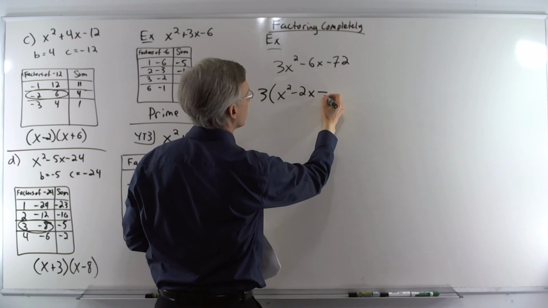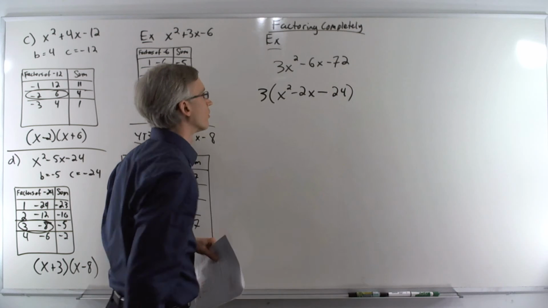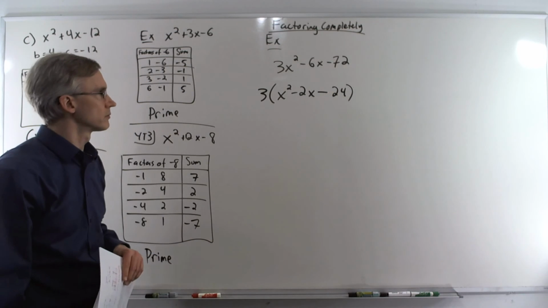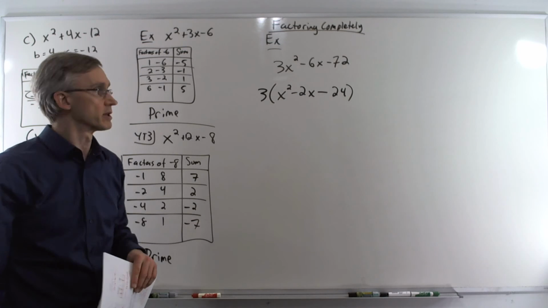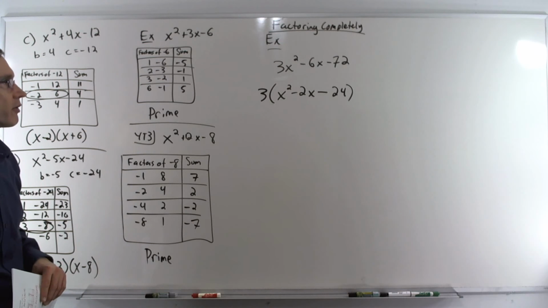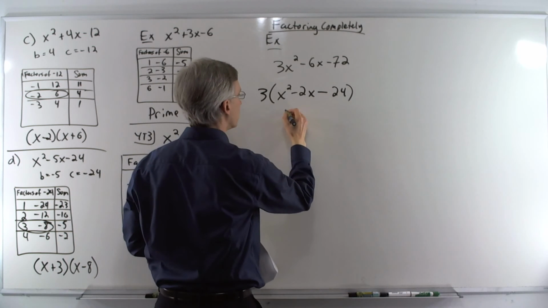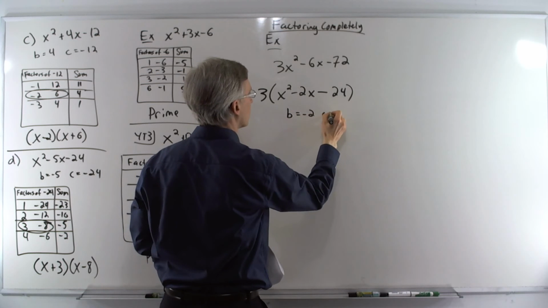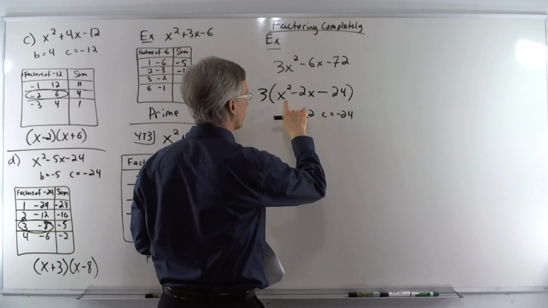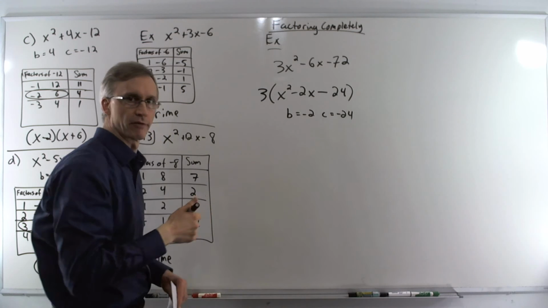Let's see, that would be 24. Okay, now inside the parentheses, now we've got one that looks like the ones we've done before. So we can factor this. Here's C, here's B. We can factor this just like we did before, but don't forget the 3 at the end. We're going to have to include that.